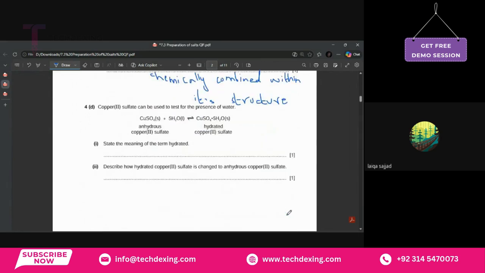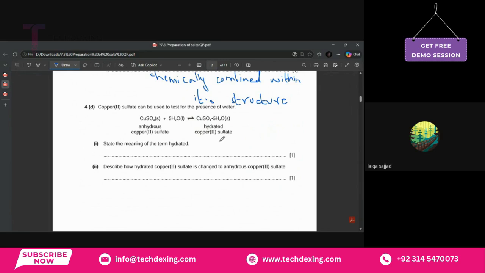Okay. Copper sulfate can be used to test for the presence of water. Anhydrous copper sulfate, when we add water to it, becomes hydrated copper sulfate. State the meaning of the term hydrated. We have already discussed it. Describe how hydrated copper sulfate is changed to anhydrous copper sulfate. When we add water to anhydrous copper sulfate, anhydrous means, what do we mean by anhydrous? Does not have. Yes. So when we add water into it, it converts into hydrated copper sulfate.